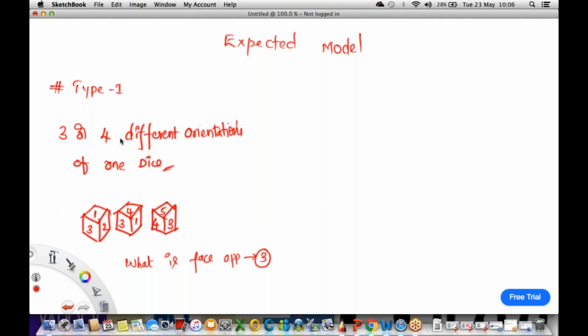Yes, this is the first type of question where we will be having 3 or 4 different orientations of the dice and are expecting us to get the side which is opposite to so and so.